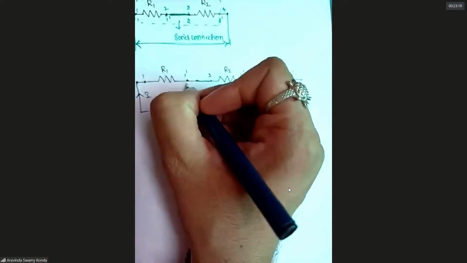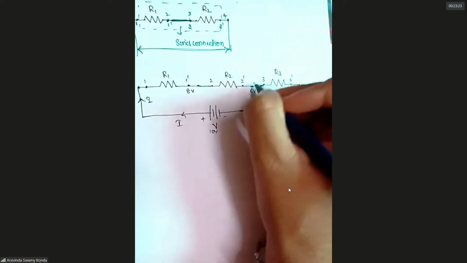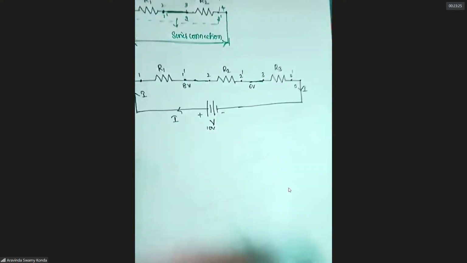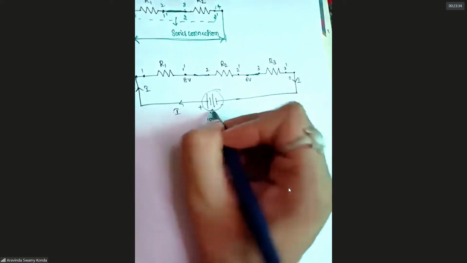So that is some 8 volts, say. After that it is some 6 volts. But after this it is 0. So by the time it reaches here, it must become 0. Here there is 10 and here 0, so 10 minus 0 is 10, that is equal to the 10 volts.